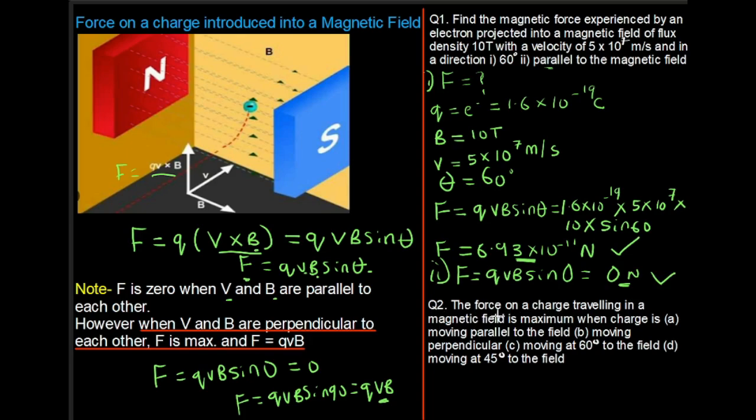Now question 2 says, the force on a charge traveling in a magnetic field is maximum when the charge is... We already answered this. F is maximum when V and B are perpendicular to each other. So the question says the force on a charge traveling in a magnetic field is maximum when the charge is moving parallel to the field. Is that correct? No. Moving perpendicular to the field. Exactly, so this is our correct answer, Option B. Moving at 60 degrees? No. So this is our correct answer, Option B to this question.